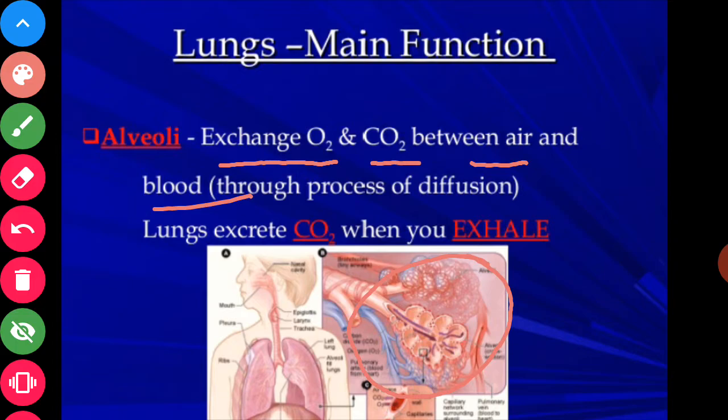Oxygen moves from higher concentration in the air to the blood, and carbon dioxide moves from higher concentration in the blood, because in every cell of the body respiration takes place. During respiration, carbon dioxide is one of the waste products. That carbon dioxide moves from the blood into the lungs, and from the lungs it diffuses out through exhalation. Lungs excrete carbon dioxide when you exhale.